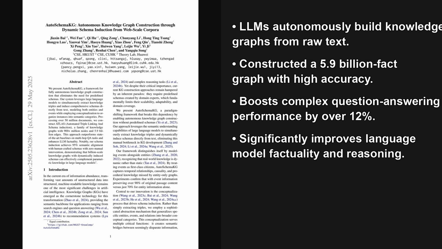To wrap things up, what we're seeing with AutoSchemaKG is really a major step forward. It shows we can autonomously build these huge, high-quality knowledge graphs directly from web text, and that these graphs, in turn, make our language models better at complex reasoning and more factually accurate. This is a crucial piece of the puzzle for developing more reliable and knowledgeable AI systems.